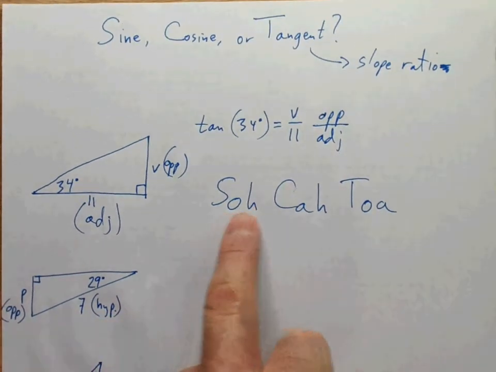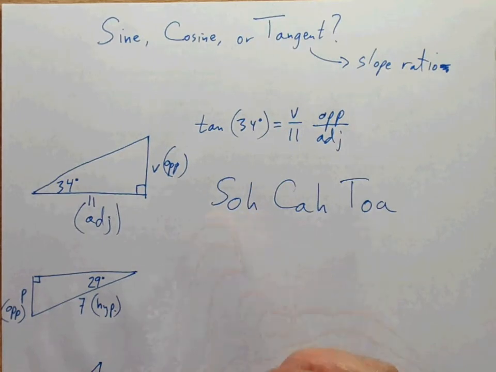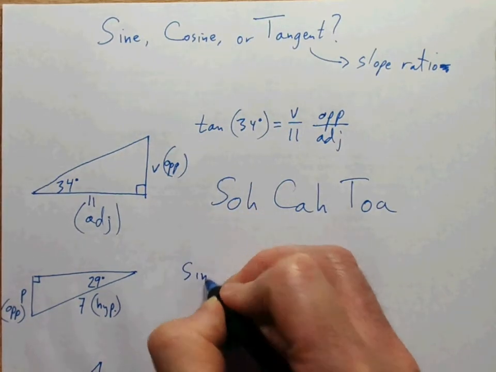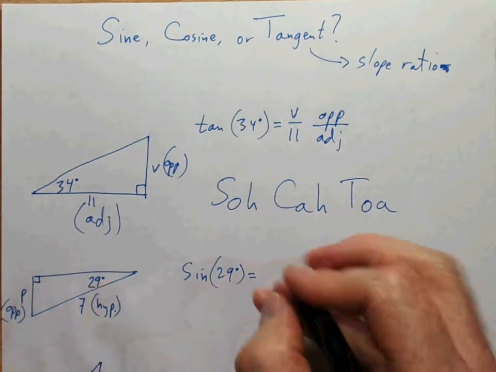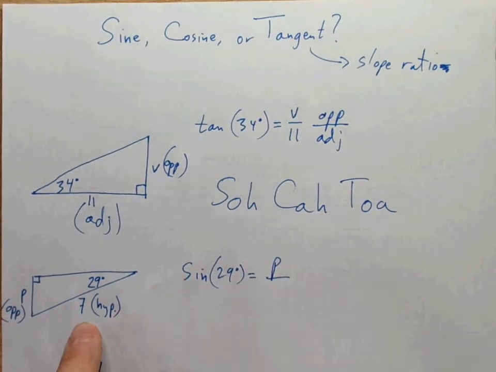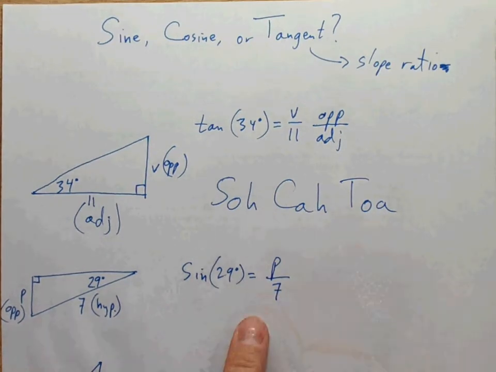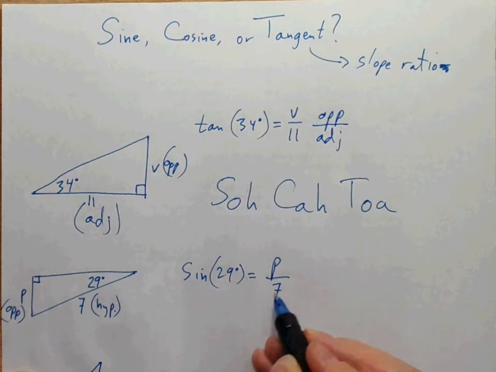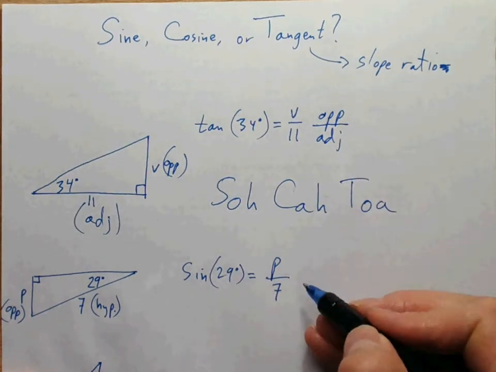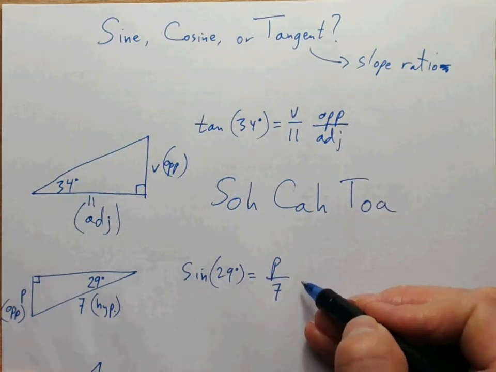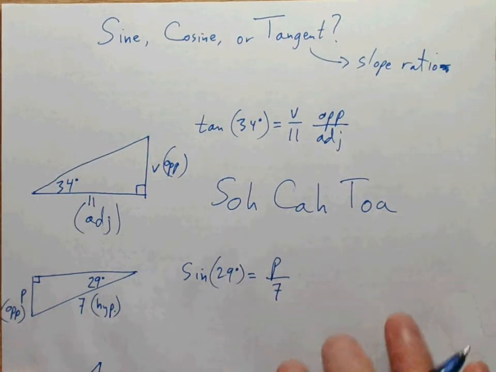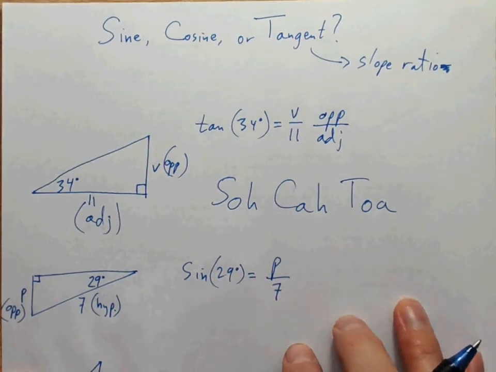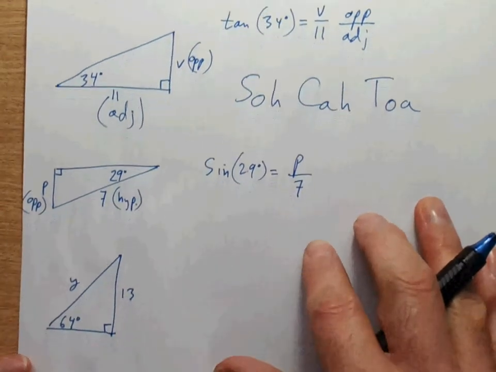Yeah, opposite and hypotenuse is sine. So that means that sine of 29 degrees equals the opposite, P in this case, over the hypotenuse, 7. Okay? Now, I'm not going to solve these equations in this video, but you can look up how to solve these in my Solving Proportions video, which I'll link to in the description. Okay? Let's try another one, just setting it up here.